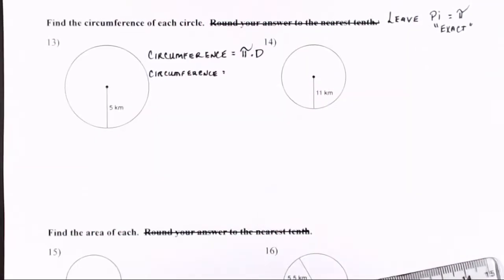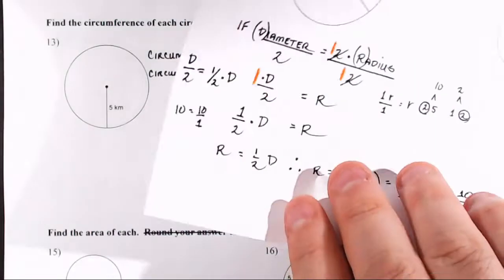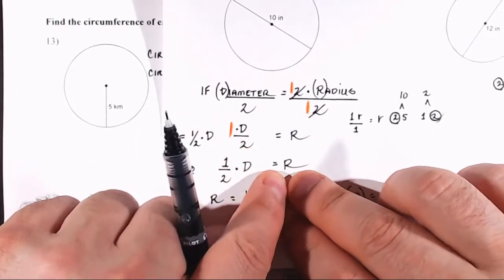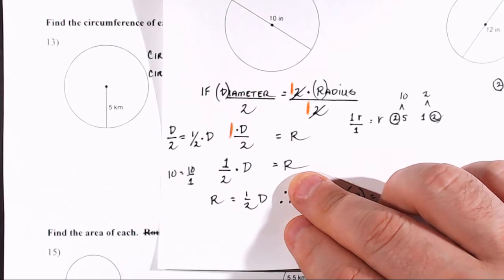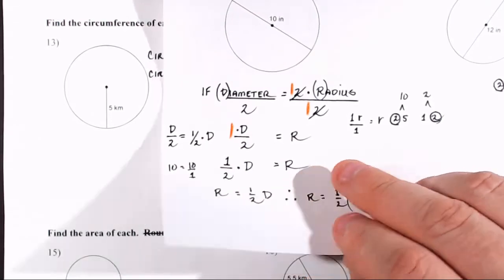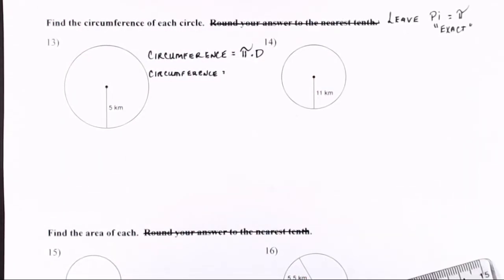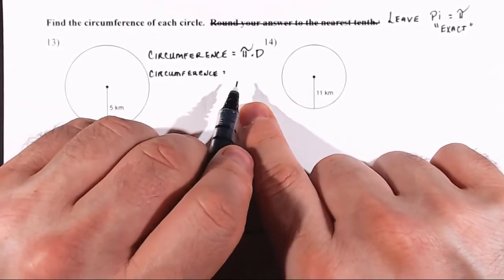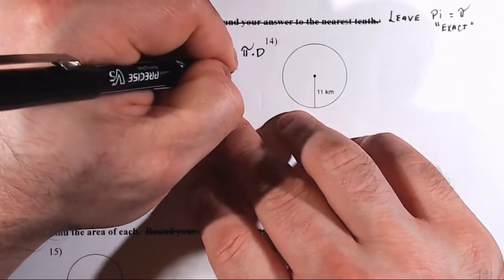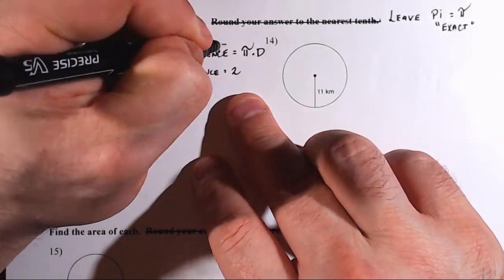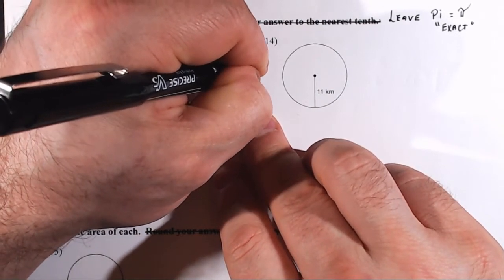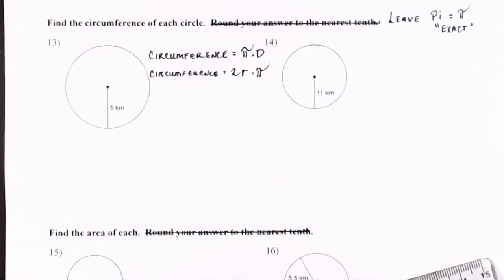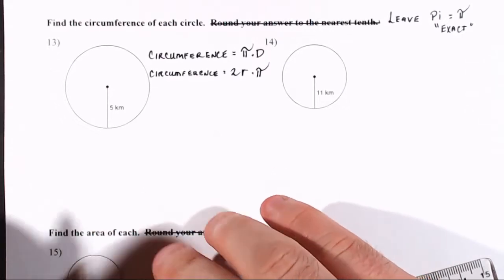is equal to, now think about this for a minute. The radius is 1/2 the diameter. So I'm given the radius, and I want to find the diameter. So the circumference is equal to 2 times the radius times pi. Now let's walk through that real quick.